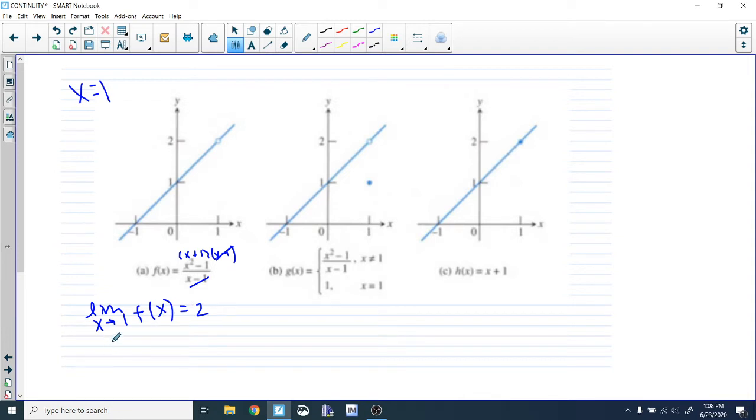However, the second part of the definition is looking at the function value at the point. Again, we're looking at x equals 1, and there is no closed point for this function at x equals 1, so we would say that f of 1 does not exist. Since f of 1 does not exist, that's enough to say that, therefore, f of x is not continuous.